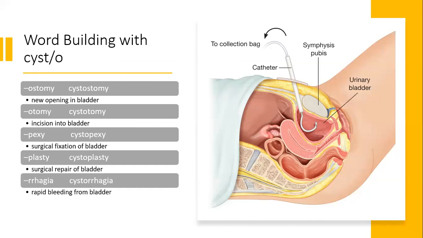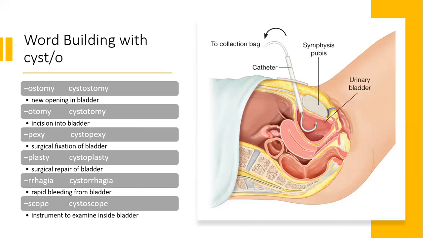The hematuria with origin from the bladder is called cystorrhagia. Scope, like cystoscope, it's an instrument to examine inside the bladder, called cystoscope, and cystoscopy, the act of using the cystoscope, the examination of the bladder.